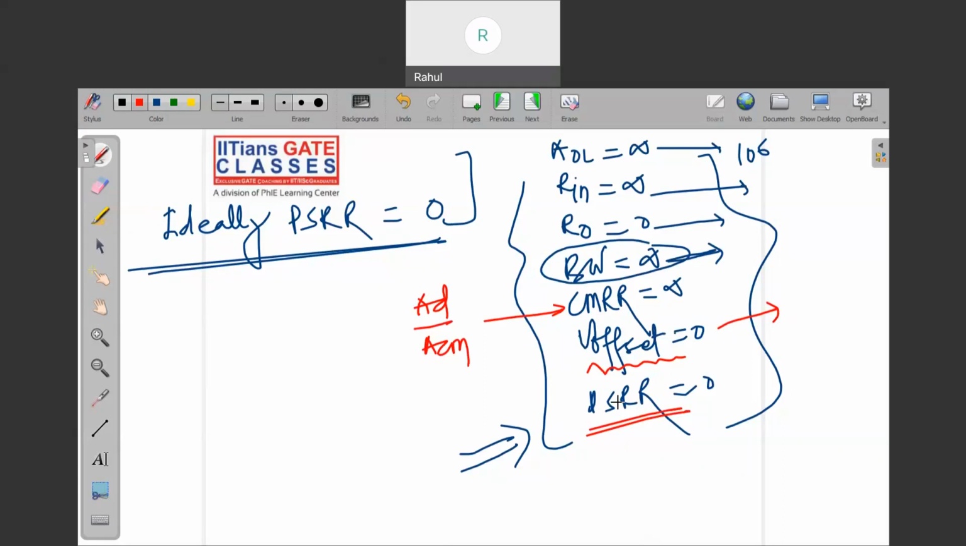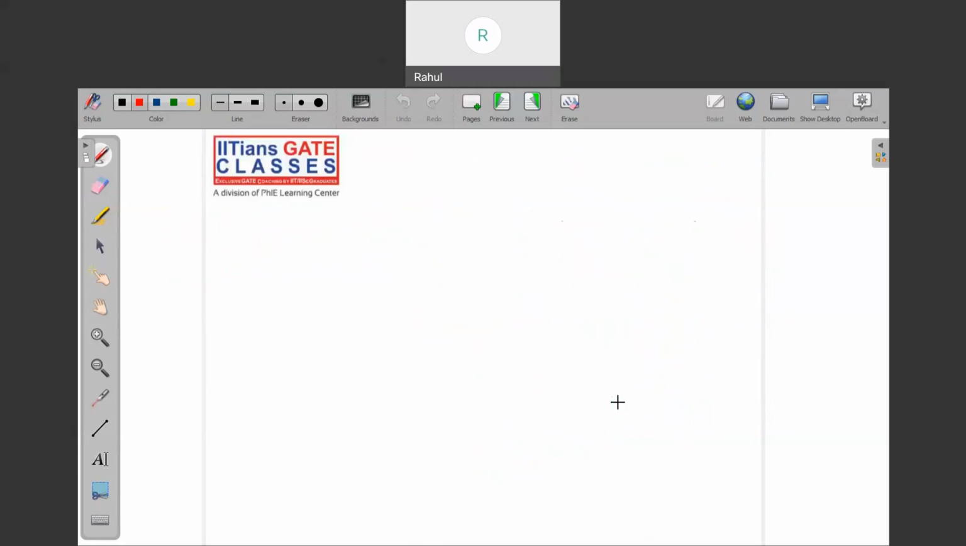This is what I wanted to discuss for today. Let me take a few questions here. I have already told you about slew rate calculation. Slew rate is basically the maximum rate of change of the output voltage with respect to time. So you can write here the slew rate calculation for op-amp.